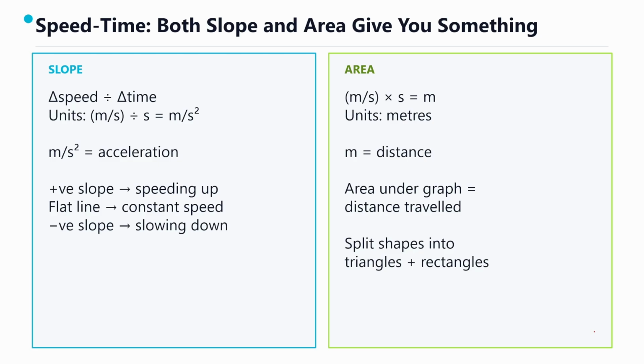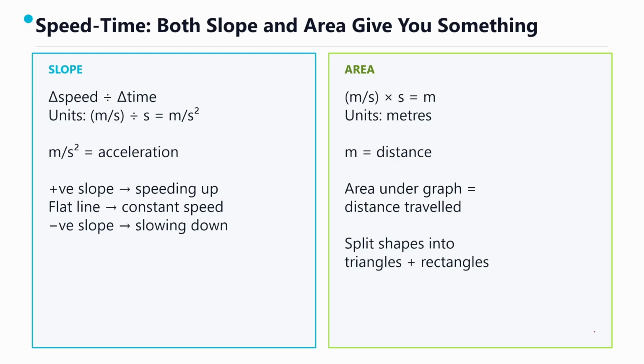And now area means something here, unlike the previous graph. The unit of y times the unit of x: meters per second multiplied by seconds, the seconds cancel, you're left with meters. Meters is the distance, so area under a speed time graph equals distance traveled. It's the same as multiplying speed by time, which is how you normally calculate distance. The graph just lets us do it visually, even when speed isn't constant. For a regular shape, just split it into triangles or rectangles and add the areas.